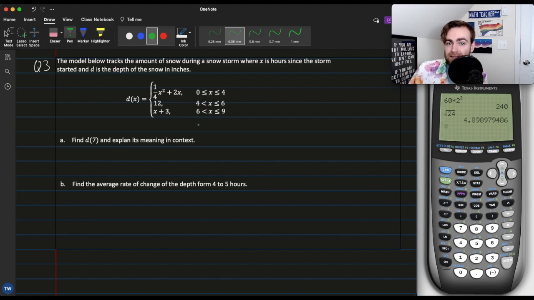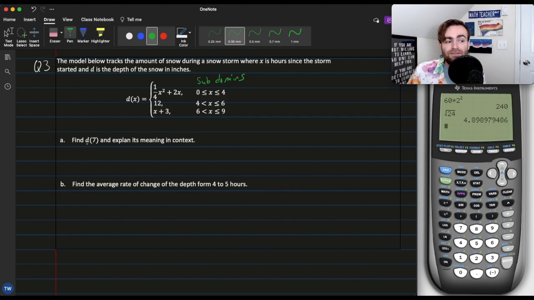So what this is telling us is that during 3 intervals of time, the snow was falling in different ways. So it could be modeled using this function for these inputs for this amount of time. This function, so it was constant at 12 from 4 to 6, and this function would model it from 6 to 9. So the important thing to note is you always really need to look at your subdomains. These are called subdomains, because they tell us which function rule we're using for which input.